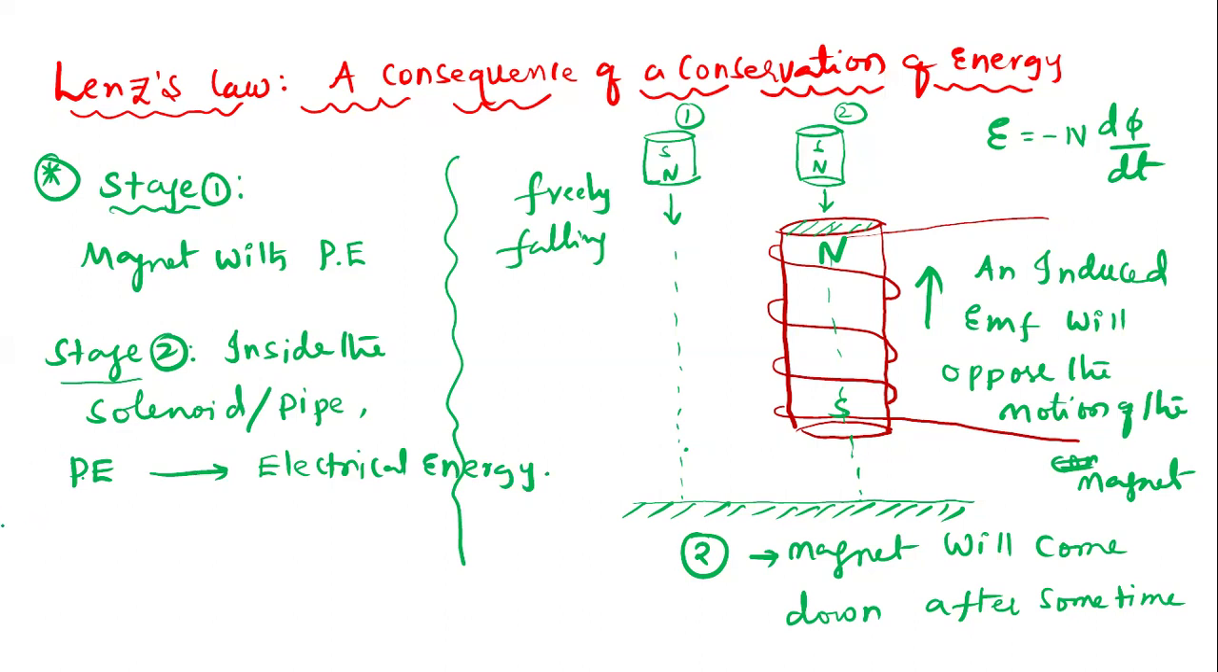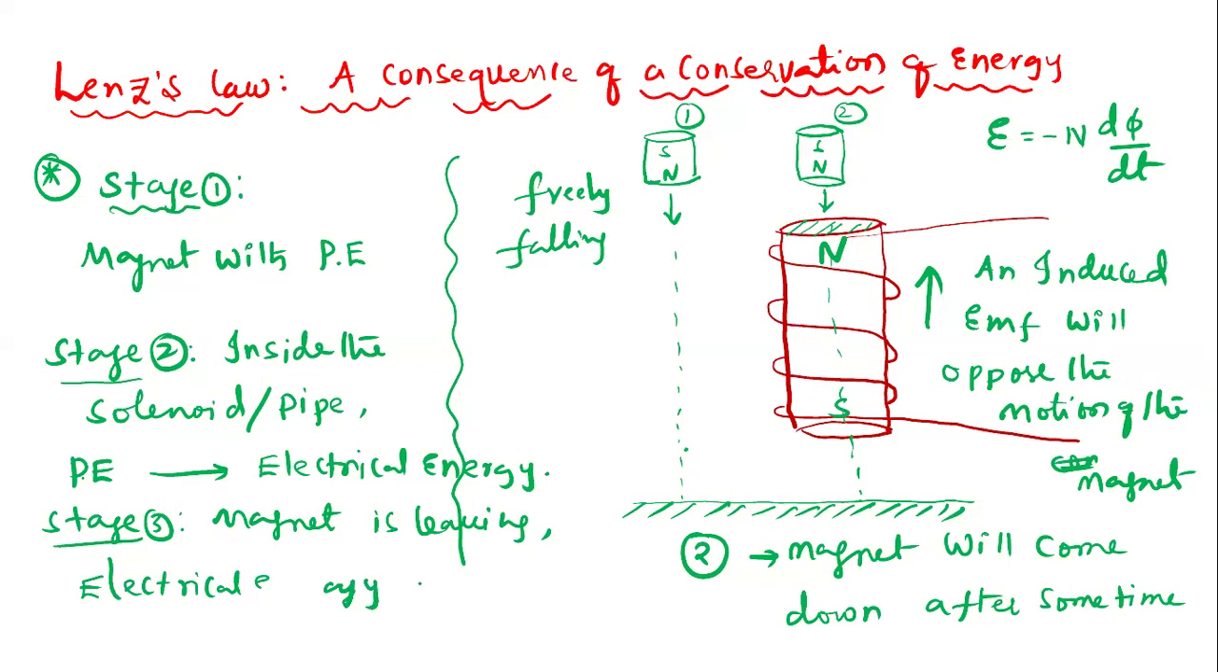Again, in stage 3, what is stage 3? Now this magnet is leaving the solenoid or pipe. So magnet is leaving. Then electrical energy will convert into heat energy, and it will vanish. Are you getting my point here? So electrical energy will be converted into what format, buddy? It will be converted into heat energy.